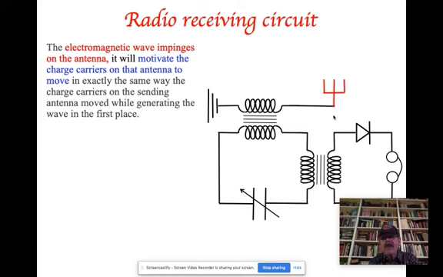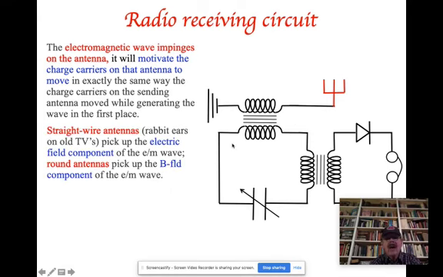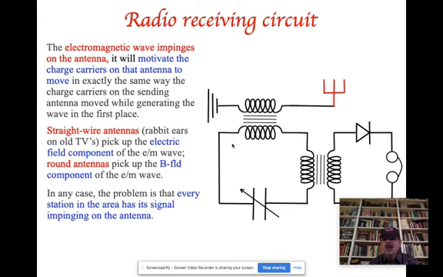Now, there's a problem, though, and the problem is that you don't just have one station doing this, you've got a whole bunch of stations doing it. So you've got this superposition of jiggle going on the antenna due to the superposition of all of these electromagnetic waves that are passing by as a consequence of the fact that you have all these radio stations that are transmitting in your area. And so the question arises, how do you select out just the one frequency that you're interested in? And that's where this part of the circuit comes in.